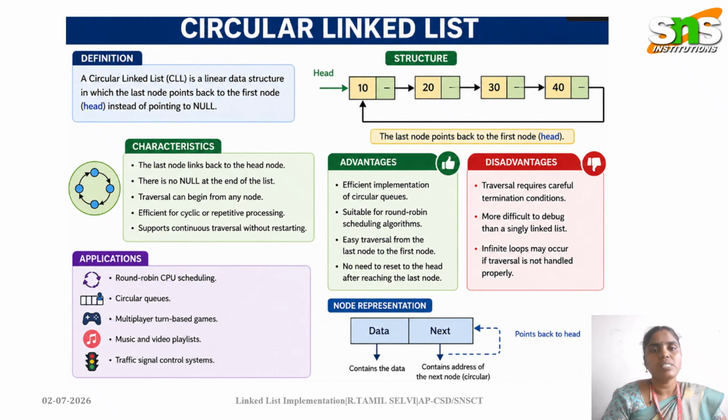The third type is circular linked list. A circular linked list is a linear data structure in which the last node points back to the first node instead of pointing to null, which makes a circular loop. We can implement this circular linked list in some applications like round-robin CPU scheduling, circular queue, music and video playlist, and traffic signal control system.